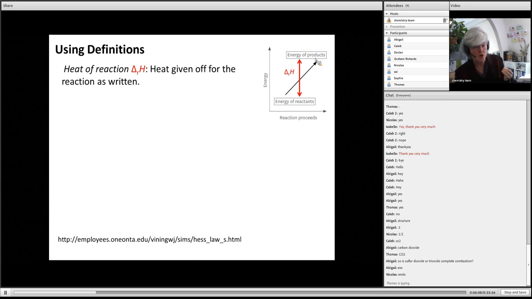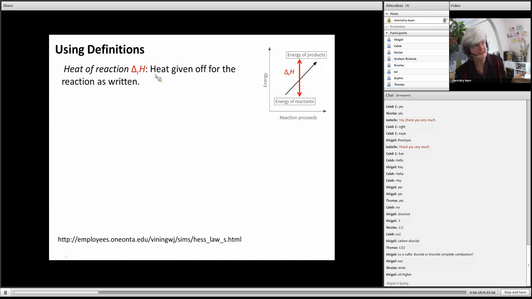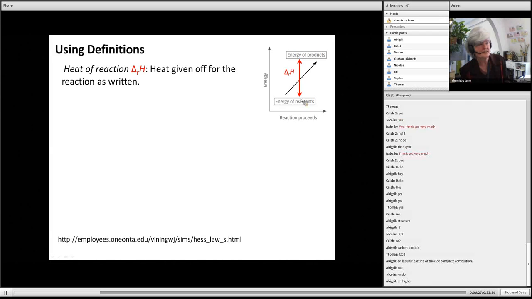It's actually endo, because I've had to add heat from the surroundings to get to a higher energy state up here. So that'll be an endothermic. So although we say heat given off for the reaction is written, it could also be for the heat needing to be added in. So it's the heat involved, and delta H is the difference in energy between the reactants and the products.